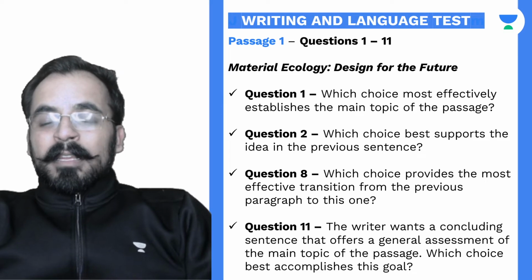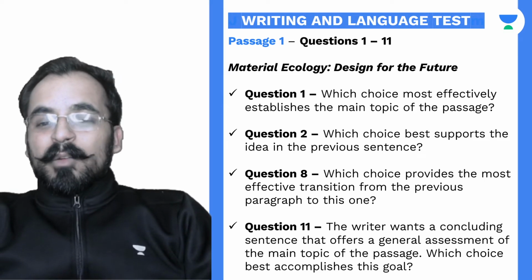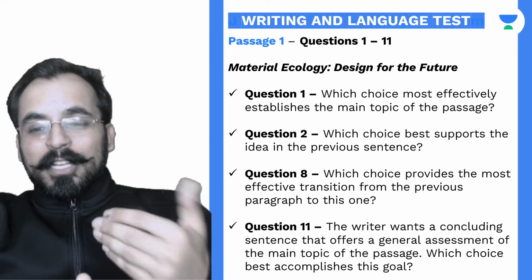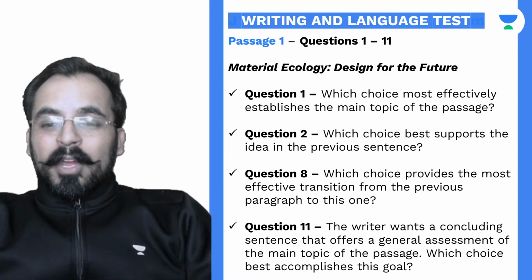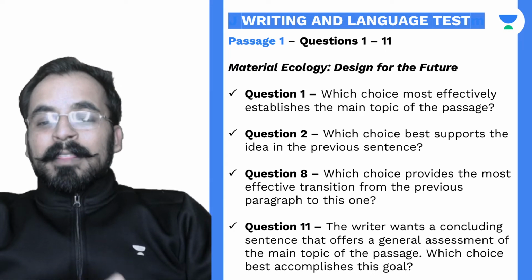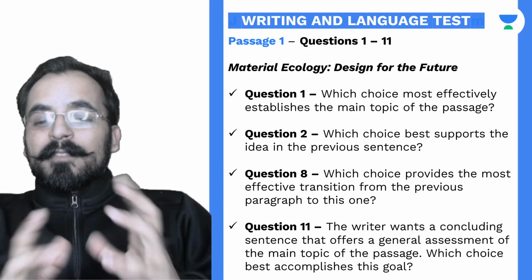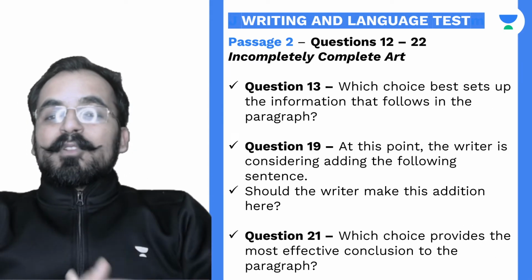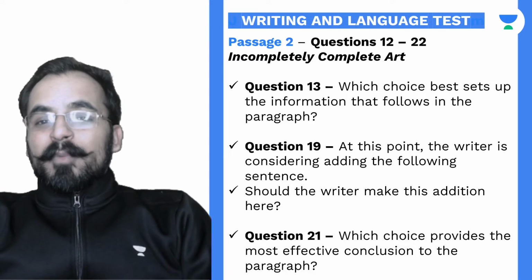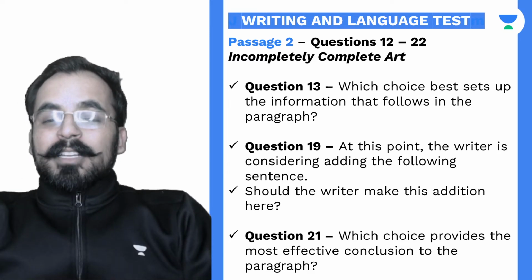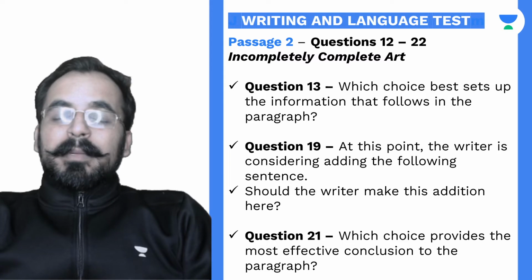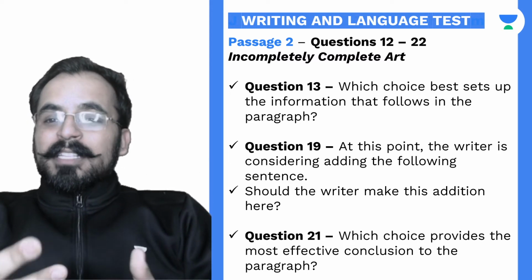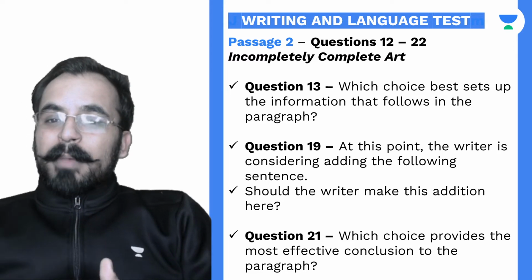Question 11, the writer wants a concluding sentence that offers a general assessment of the main topic of the passage. So which choice would be a concluding sentence that would give you a general assessment of the main idea of the passage? Now let's come to passage 2, questions 12 to 22, taken from an excerpt titled Incompletely Complete Art. Question 13 again, which choice sets up the information that follows in the paragraph?